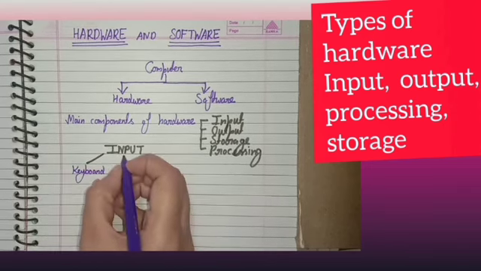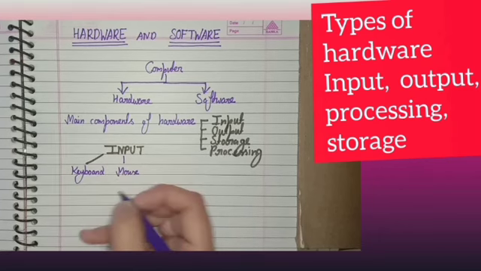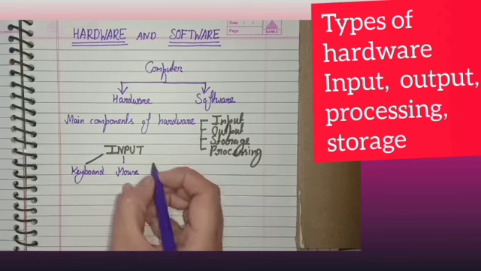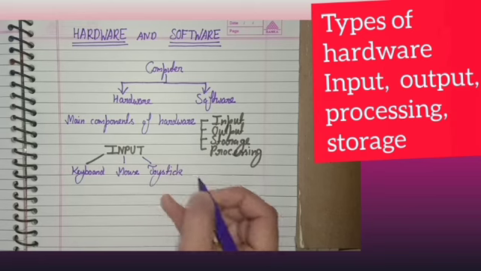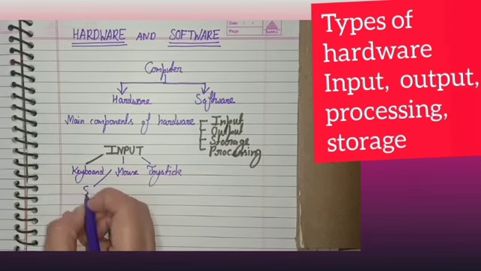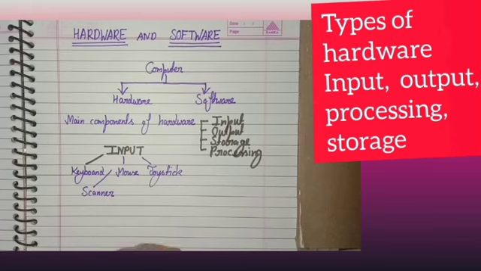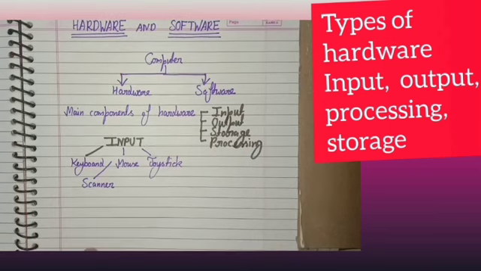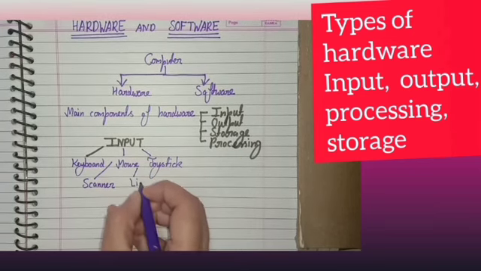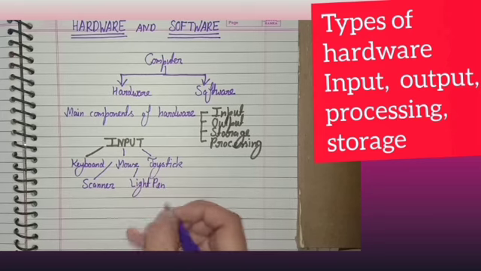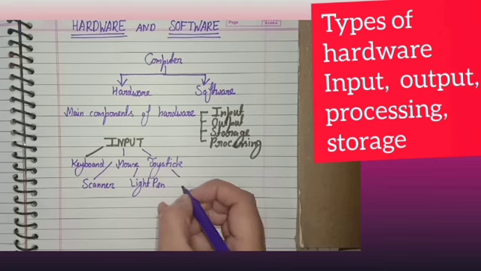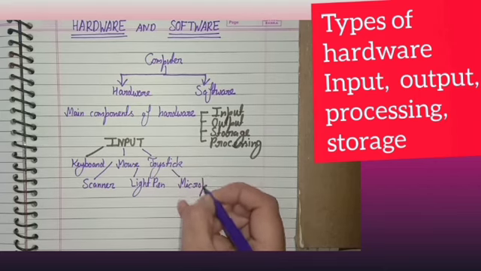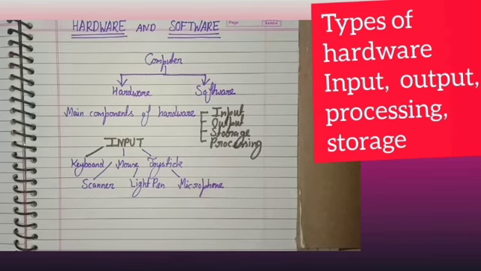to type, we use a mouse for selection and clicking, we use a joystick to play games, we use a scanner to scan images and make them a soft copy to store them in the computer's internal memory. We use a light pen to write on the computer. We use a microphone to record our voice in the computer.